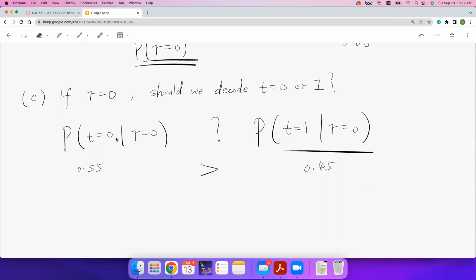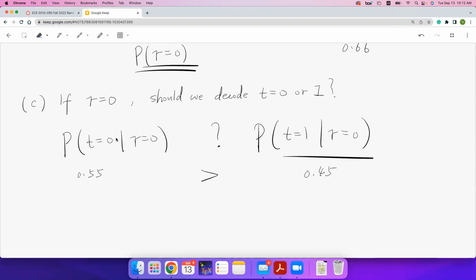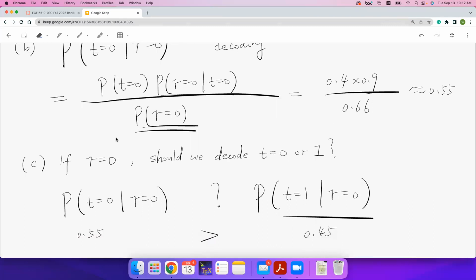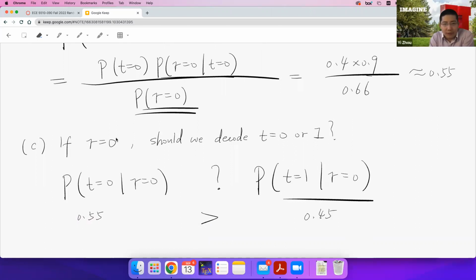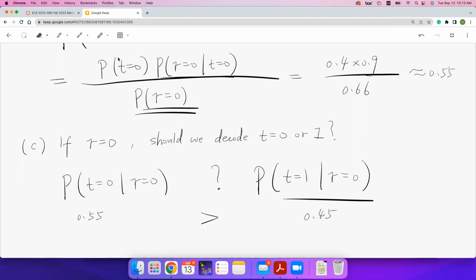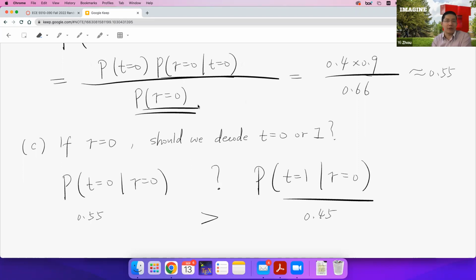Just a quick question. If we already calculated the first one in part B, could we define the second one as its complement and just solve it that way? Where the probability of t equals 1 given r equals 0, could that be the complement of the probability of t equals 0 given r equals 0? Oh yes, I think that's a much easier way to go. This exactly is the complement, because they are conditioning on the same event. Right. But you can also go over this calculation, and they should give the same result.